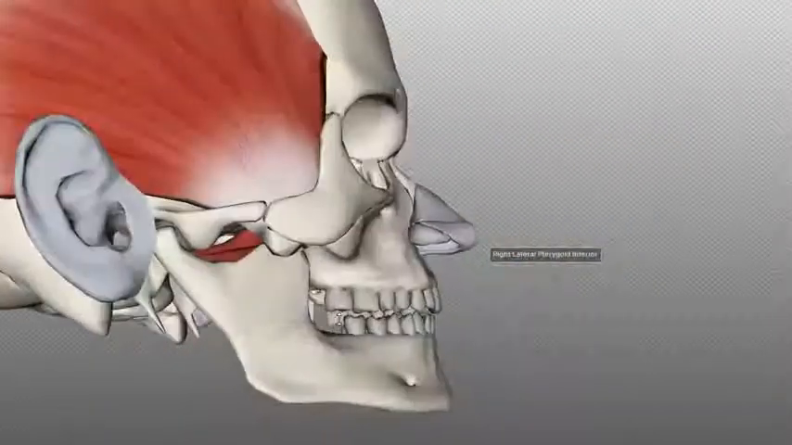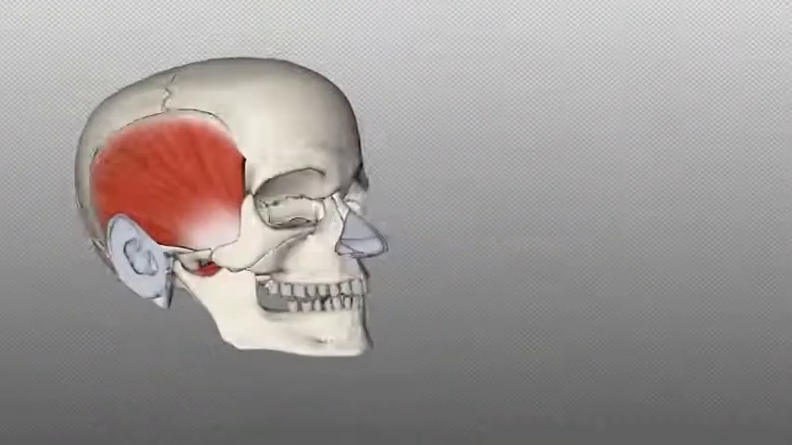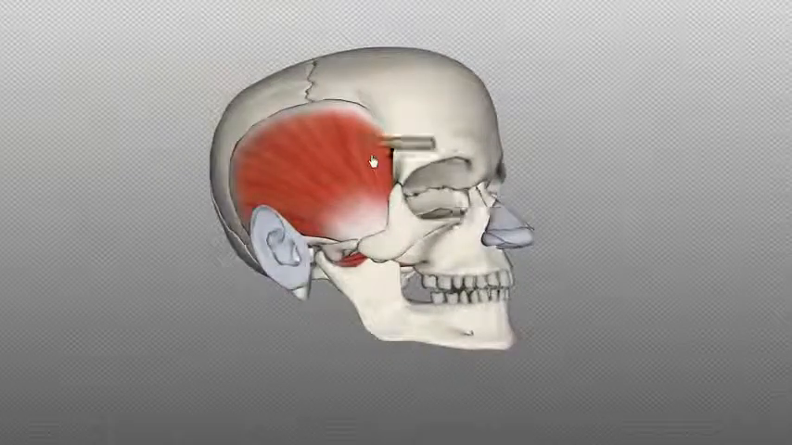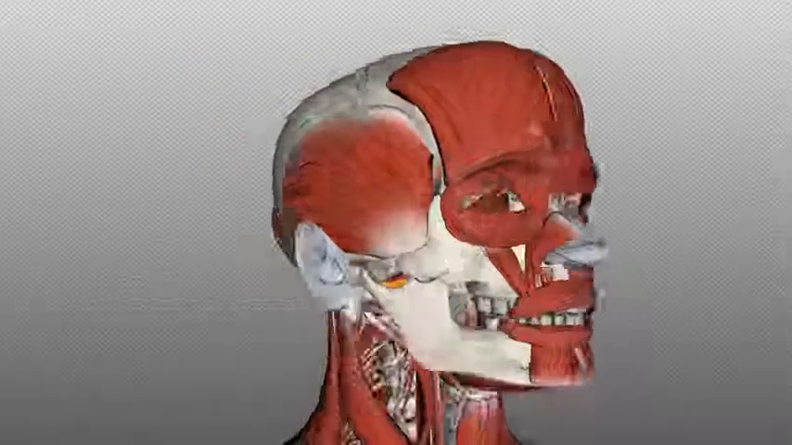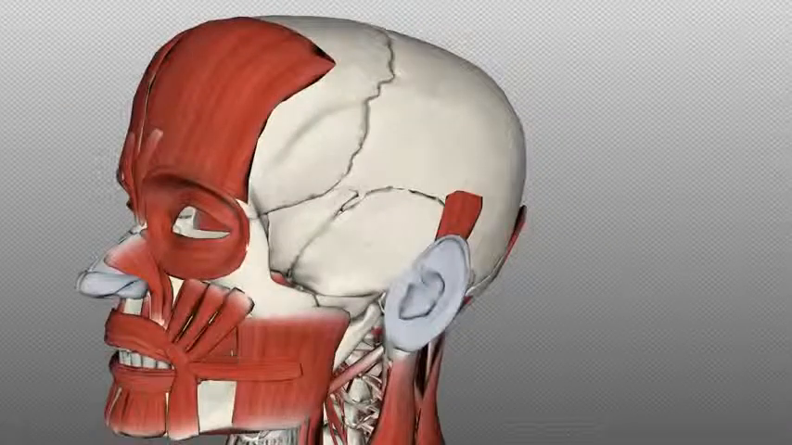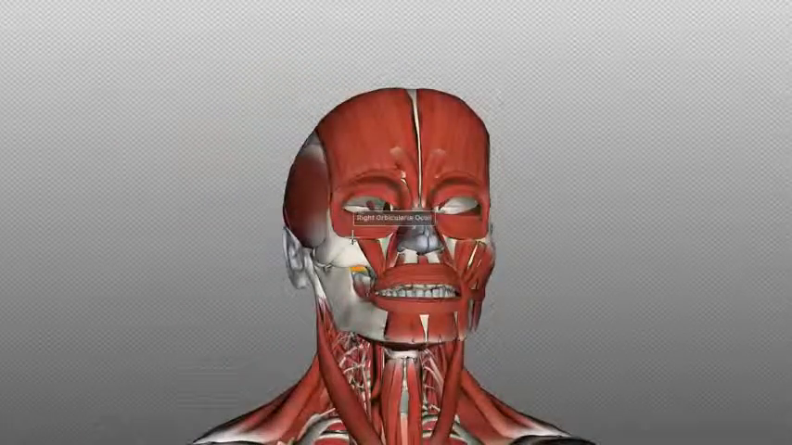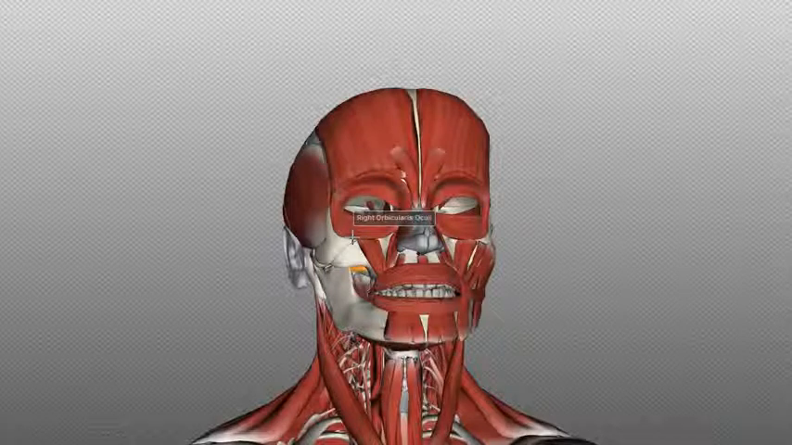So those are the four muscles of mastication. You've got the temporalis, the masseter, which is this muscle here, and you've got the medial and lateral pterygoid muscles. The medial pterygoid muscles are involved in elevation and side-to-side movements of the mandible, and the lateral pterygoid is involved in protrusion and side-to-side movements of the mandible.